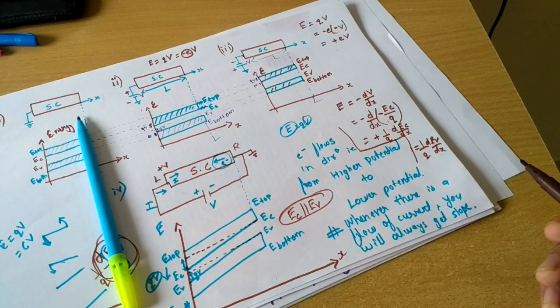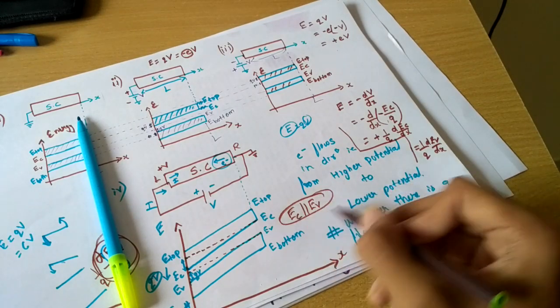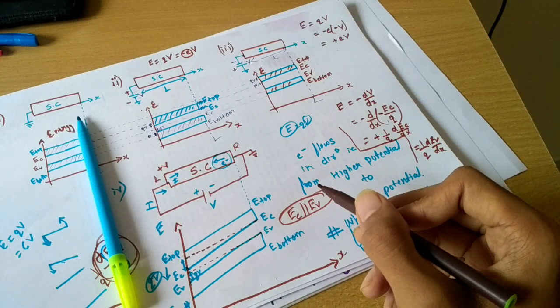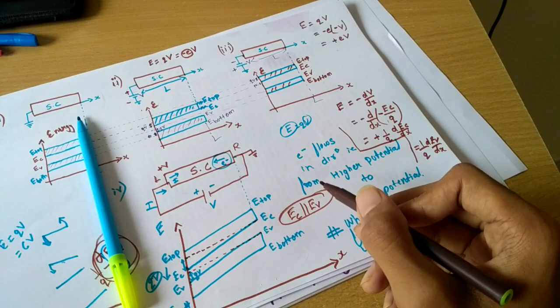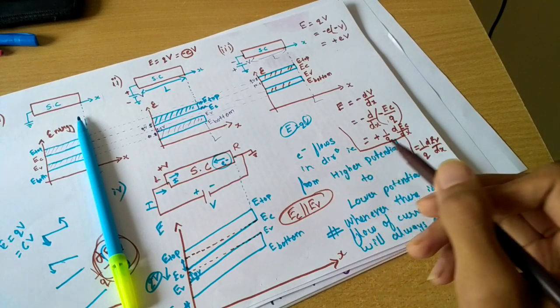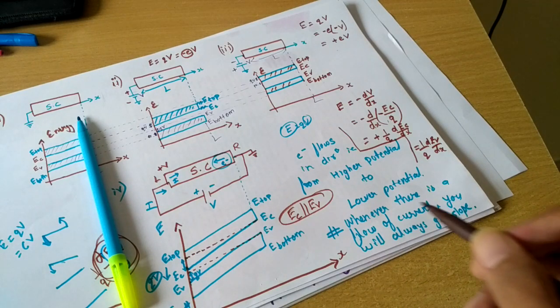So in any options, in any kind of question, if there is no parallelism between Ec and Ev, then just neglect those options, they can never be correct. Clear? So that's all about how to plot the energy band diagram, right?